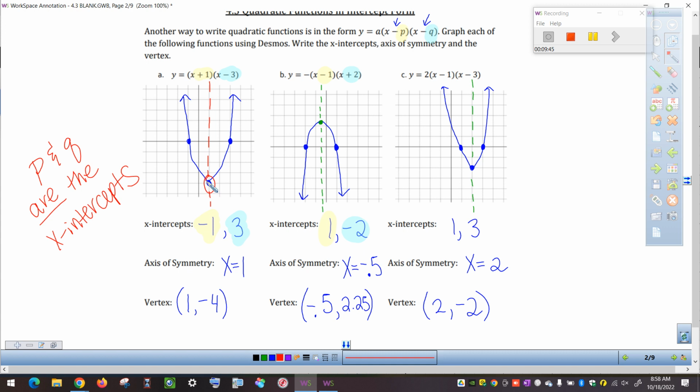And so if we could figure out the x-intercepts, we could figure out what number is in the exact middle. That's the x value of our vertex. And then it's kind of like what we did in class on Friday. Once we figure out the x value of the vertex, we could just plug that number back into the equation to get the corresponding y value.